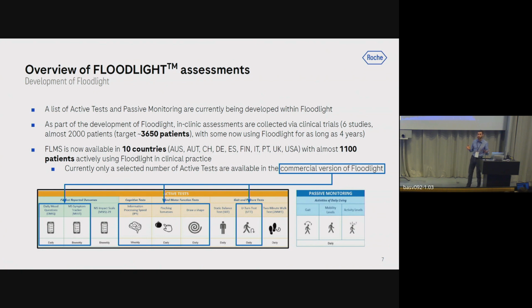Floodlight is also an SaMD, software as medical device, so it's available on the market in 10 countries. We have more than 1,000 users who are using this in their normal clinical practice. And for full information, we didn't launch the full set of tests that we have available in Floodlight, but only a subset of the active tests, which are highlighted here in blue. That was all about Floodlight.